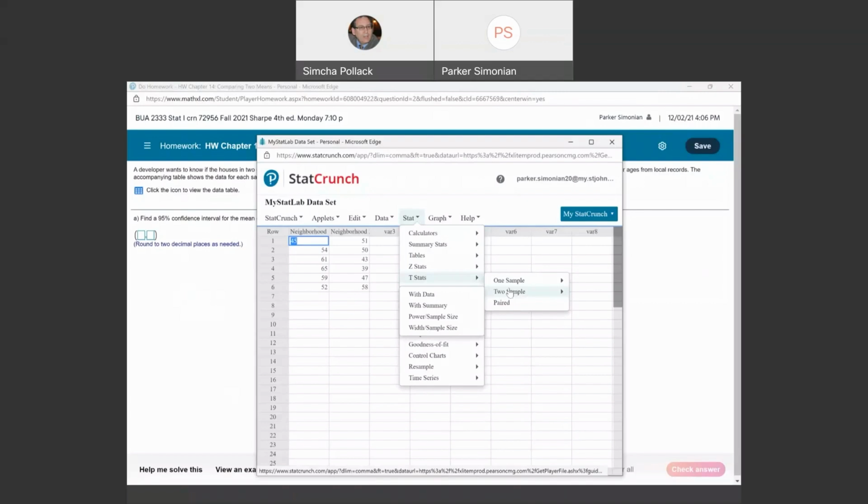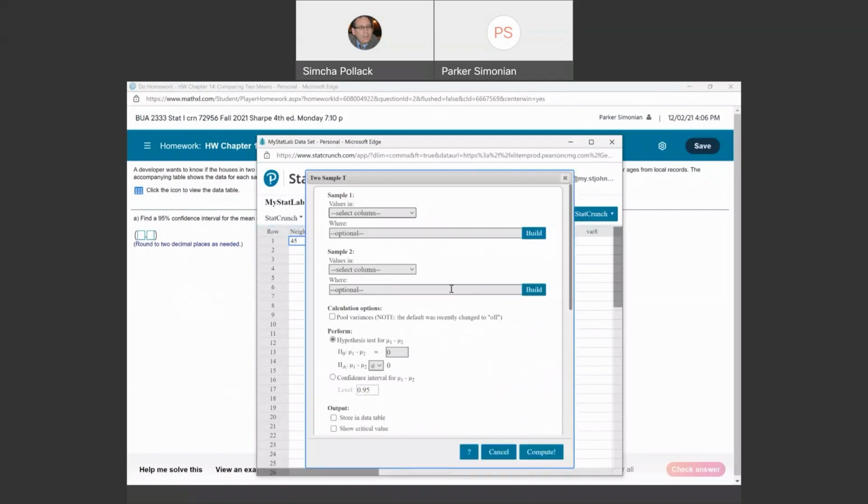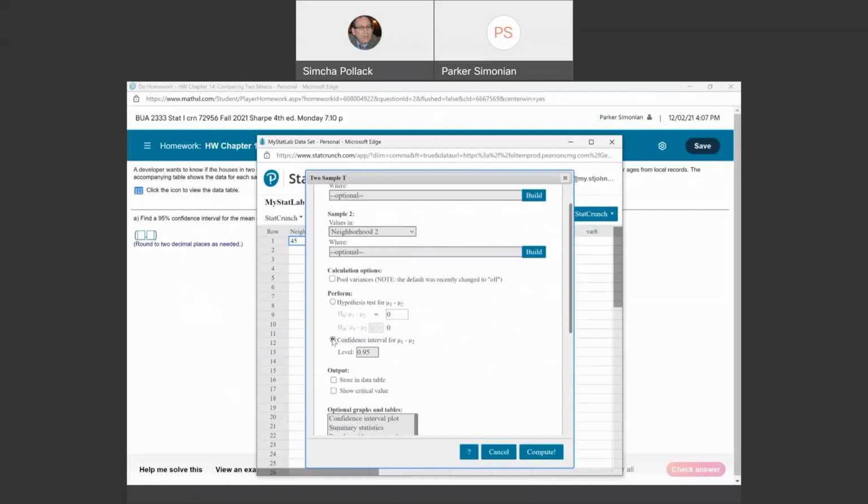So go to two sample, click Two Sample, and then you go with data. In other words, you don't have a summary. Summary means they give you the averages of the two groups. But you only have the raw data. So you want to compare the values in column one, which is, just click on that, neighborhood one. Column two is neighborhood two. And then confidence. Now let's go through all the different options.